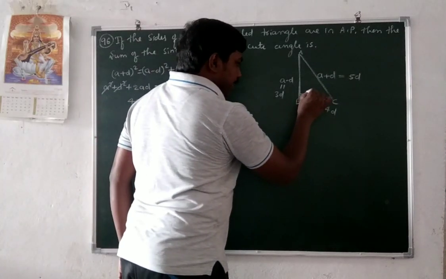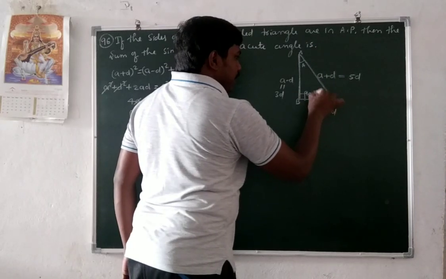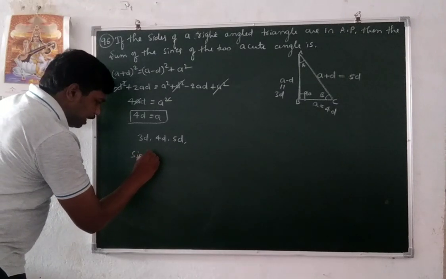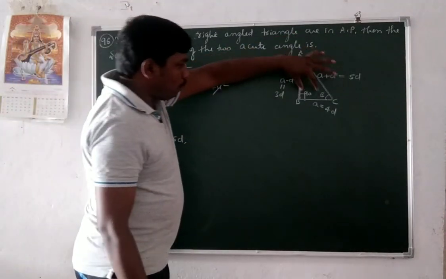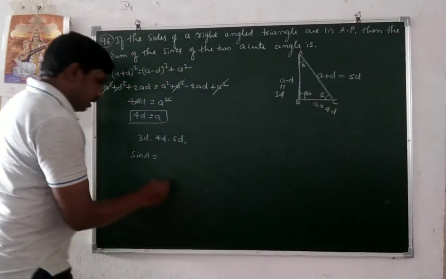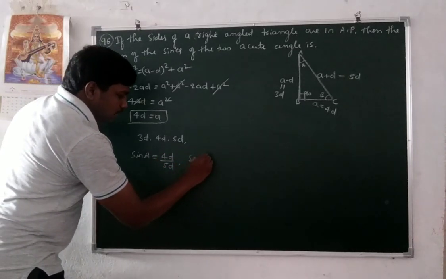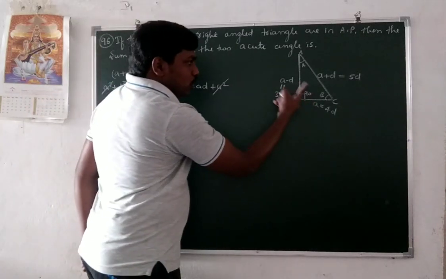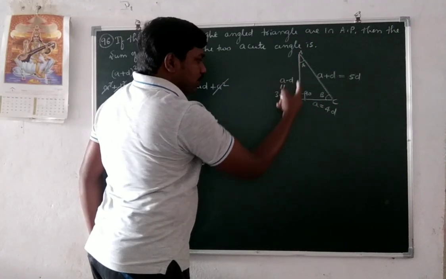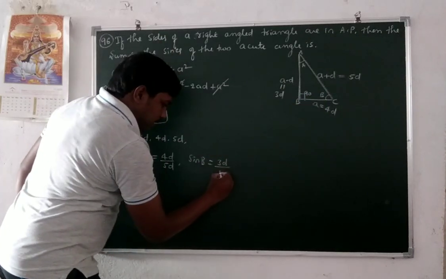So these are now 3d, 4d, 5d, the sides of the right angle triangle. So this is 90 degrees. Suppose this is A, this is B. So A and B are acute angles. So what is sin A? Sin A is equal to opposite by hypotenuse. Opposite is 4d, hypotenuse is 5d. So 4d divided by 5d. Next, what is sin B? Sin B, opposite is AB, so opposite by hypotenuse, here opposite is 3d, divided by hypotenuse 5d.